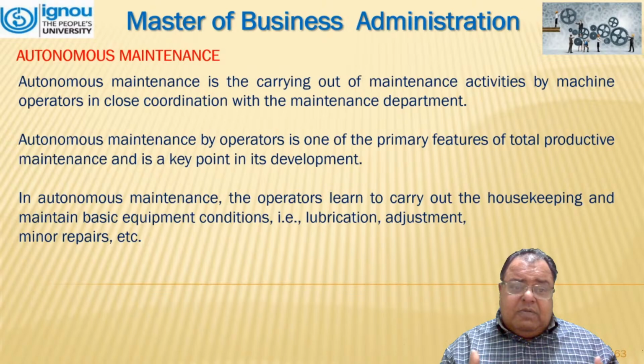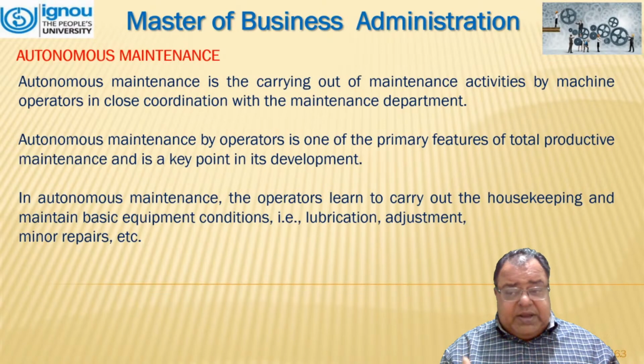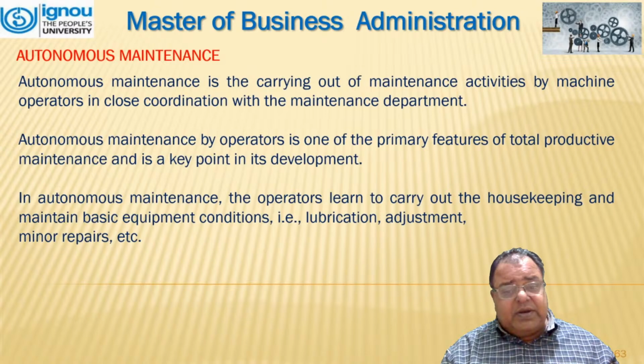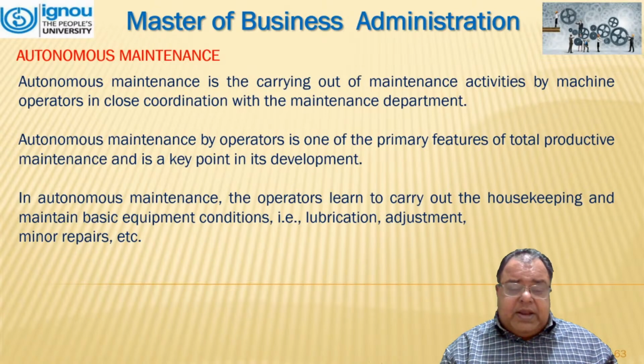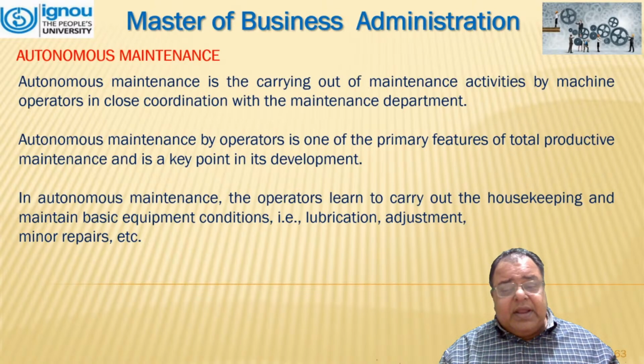Autonomous maintenance. Autonomous maintenance is the carrying out of maintenance activities by machine operators in close coordination with the maintenance department. Autonomous maintenance by operators is one of the primary features of total productive maintenance and is a key point in its development. In autonomous maintenance, the operators learn to carry out housekeeping and maintain basic equipment conditions, that is lubrication, adjustment, minor repairs, etc.